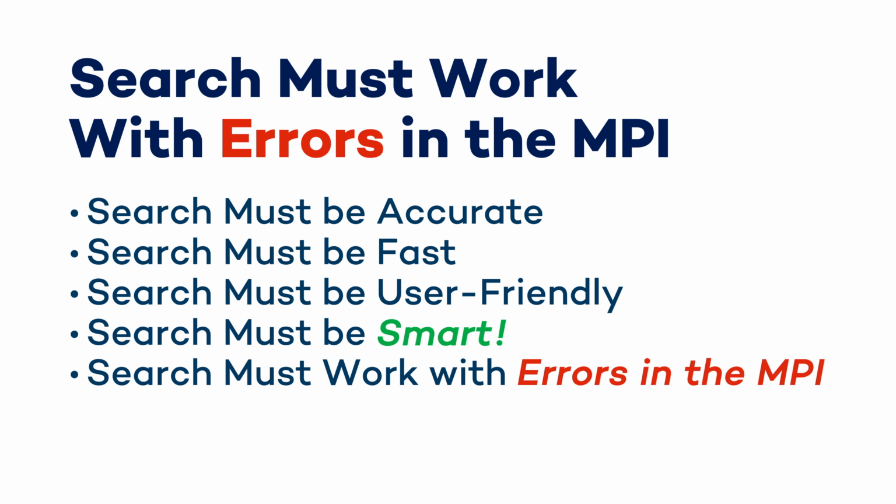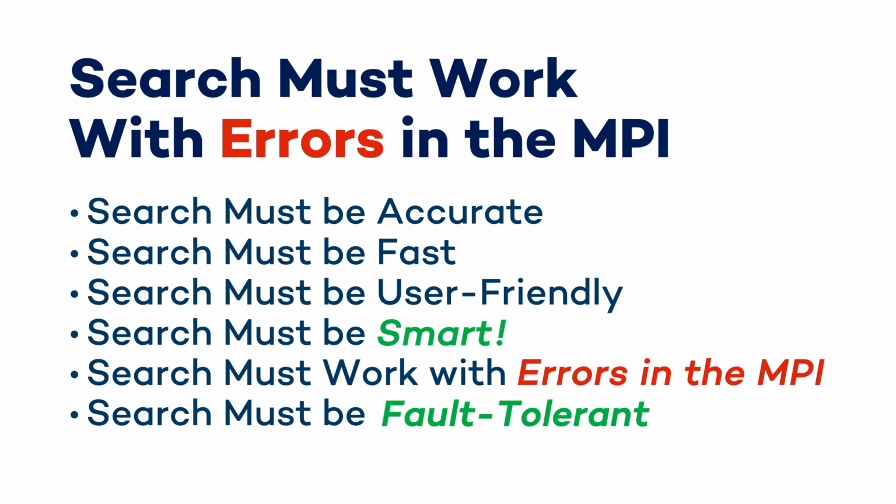We've already talked about it must work with errors in the MPI, and that's the fundamental driving principle for modern search in healthcare. Has to. Our data has errors by definition, and our search needs to work with errors by definition. And that leads us to our final requirement for modern search, that it has to be fault tolerant. In other words, search can still find patients even when there are a lot of errors in what we type in their name in the search fields or in what is in the database, the MPI itself. Modern search must tolerate errors in every location and still give us the results.